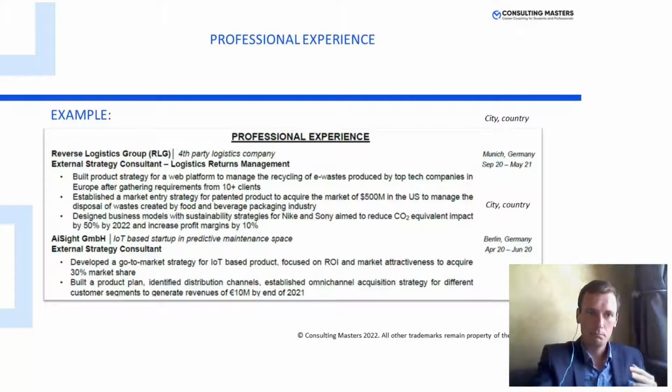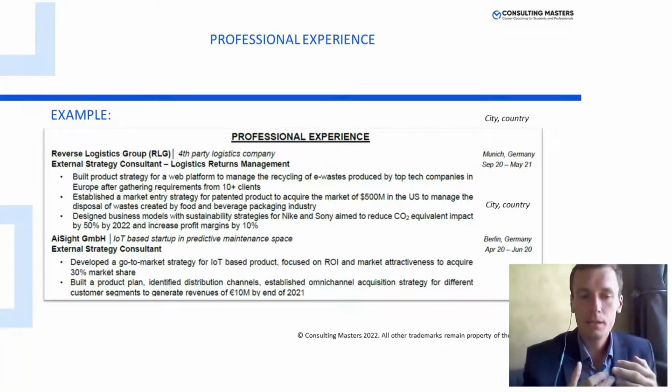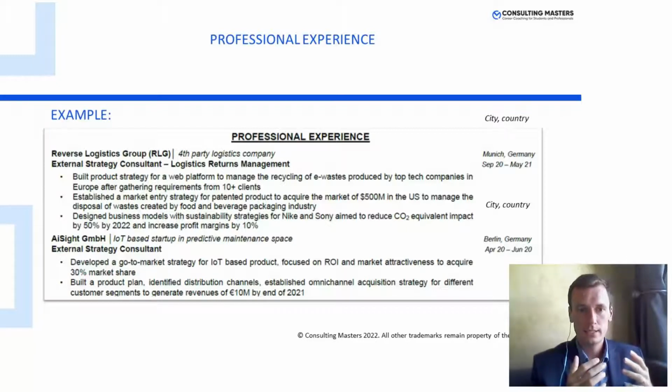As you see, built product strategy for a web platform to manage the recycling of e-waste produced by top tech companies in Europe, gathering requirements from 10 plus clients. Here you see built, an action verb in past indefinite tense. Product strategy already sounds like a consulting job designation. And then, after gathering requirements from 10 plus clients, here are the quantifiable impacts that the candidate is highlighting.